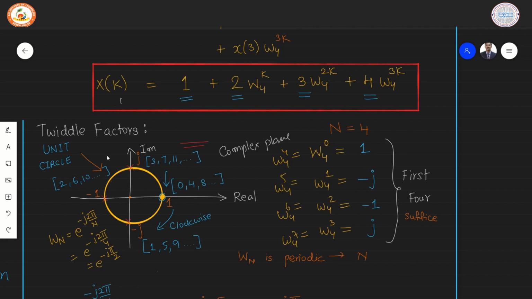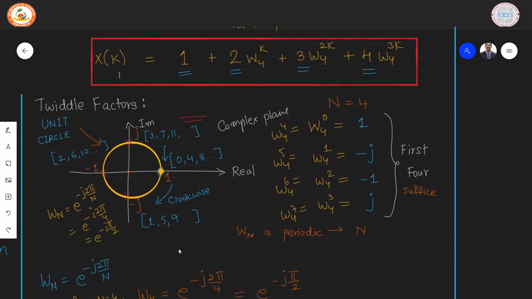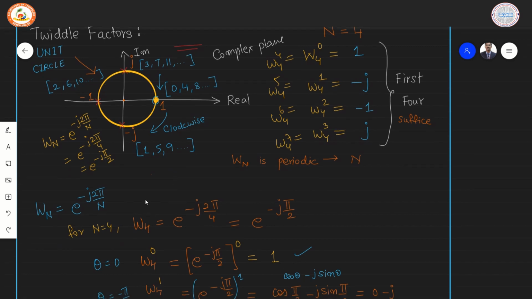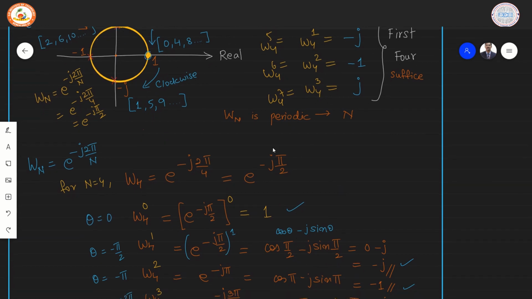Another alternate method of calculating the Twiddle factor is by substituting in the formula. Since we are aware that the formula is WN equal to e power of minus j2 pi by N, we can insert the value N equal to 4, then we get W4, which is e power of minus j2 pi by 4. Simplifying, you get e power of minus j pi by 2. Now, you have an option of calculating the different powers. So this value raised to 0, the answer is 1. The next, the value raised to 1.